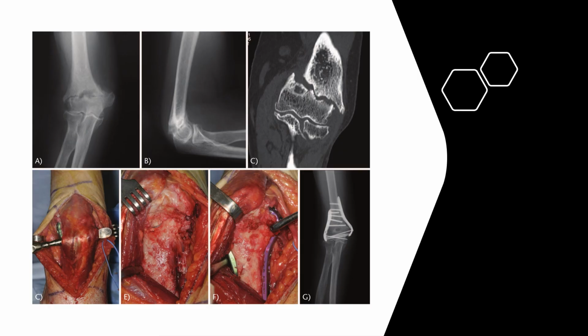Next is non-union. Basically you can see from this x-ray there's a fracture there, right? And when they did the CT scan, the fracture did not completely fuse after treatment. You can see that there's some healing occurring there and there, but it is not completely fused. So this is what we call non-union.